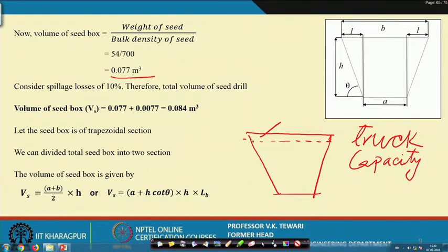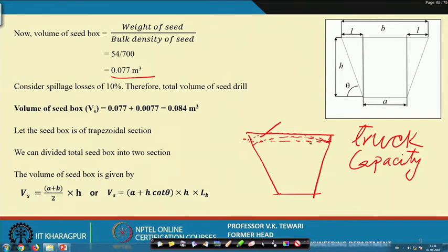Virtually, you will find that if it is up to this, then it will be something like this here. Because of the shape, it will cover something like this. So it will not be a truck capacity, but a heaped capacity, as if there is a heap kept inside that regular shape.